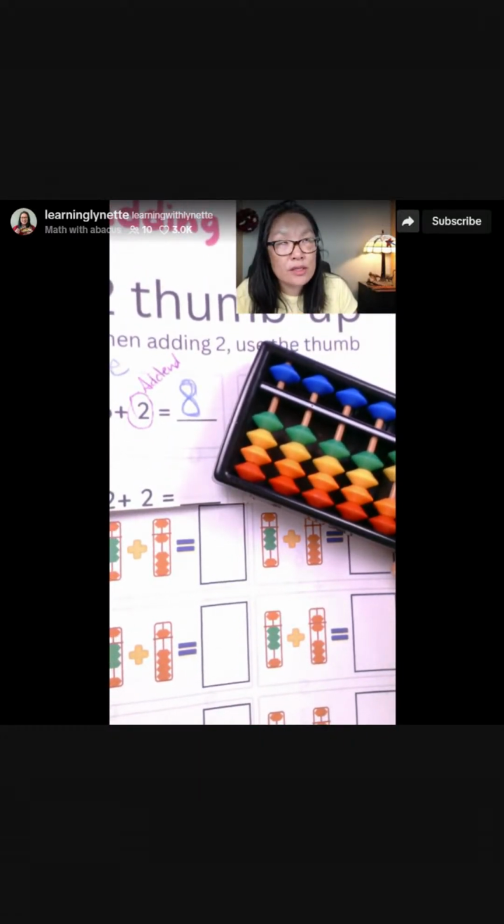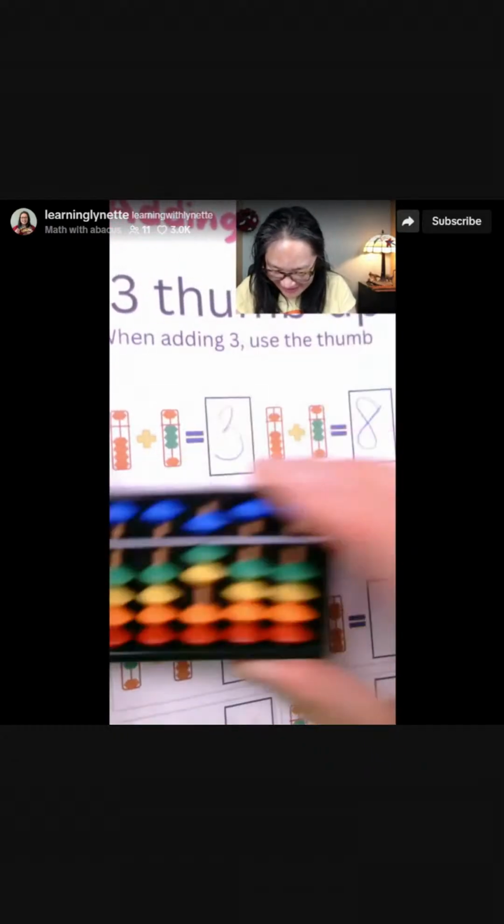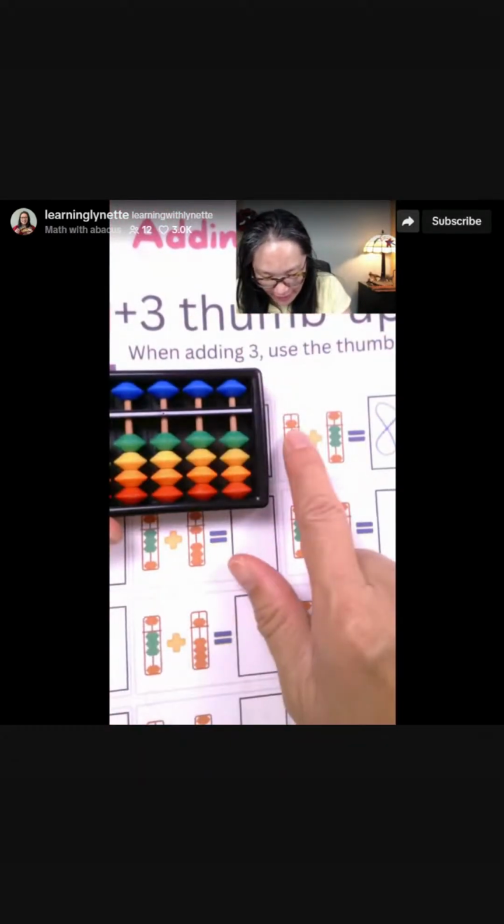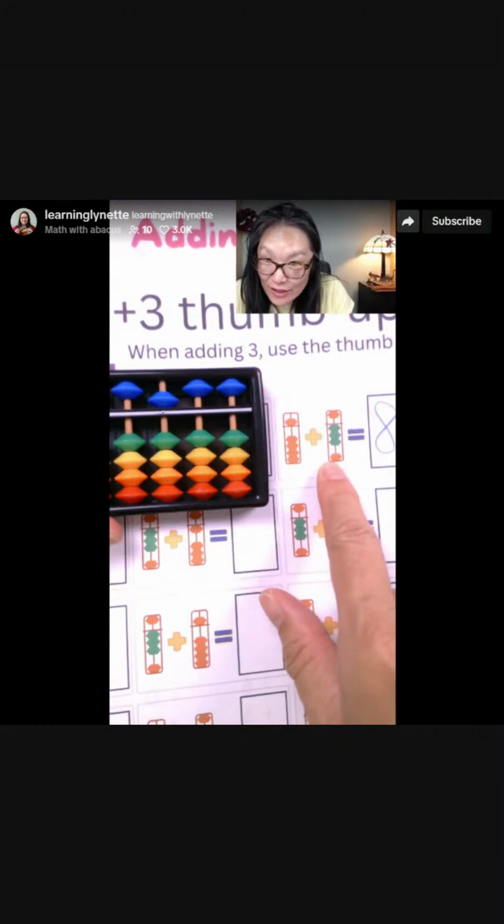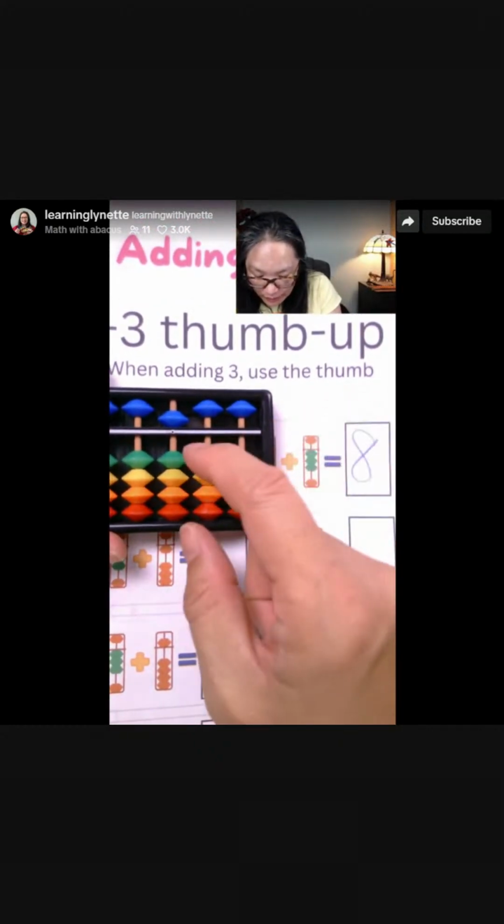And so here we have 5, and I want to add the 3. When I add the 3, what am I going to do? I'm going to add these 3 beads, right? I have enough to add the 3. 1, 2, 3. And I add the 3.